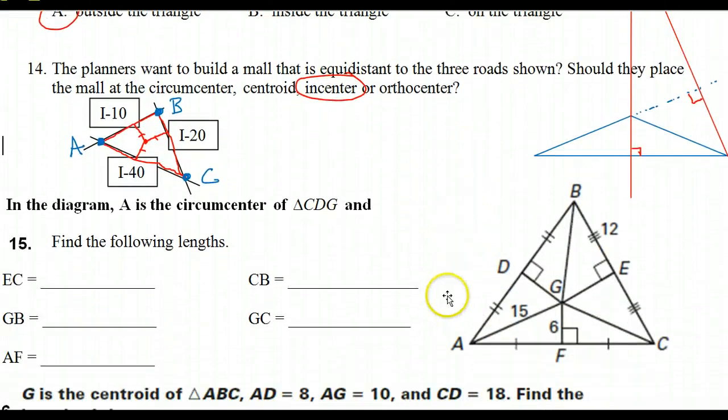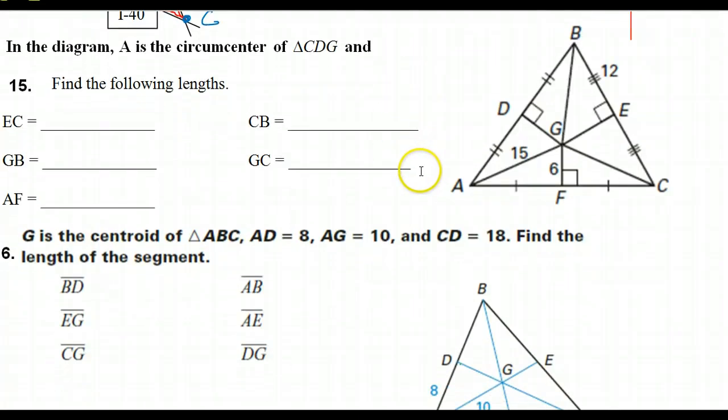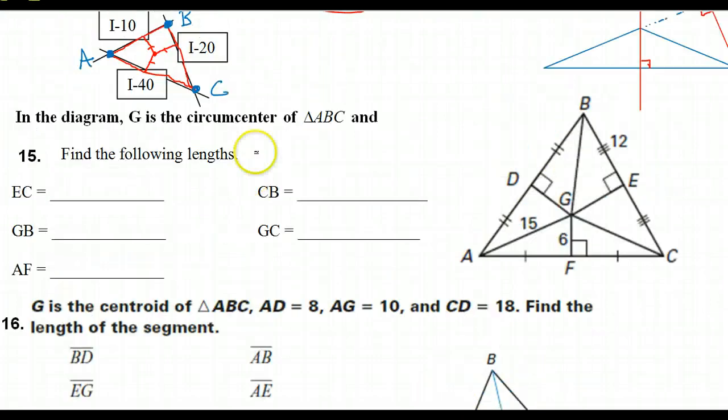Okay, more about triangle centers. Looking at problem number 15, point G is the circumcenter of triangle ABC. I had a typo there. Now we're good. So find the following lengths.